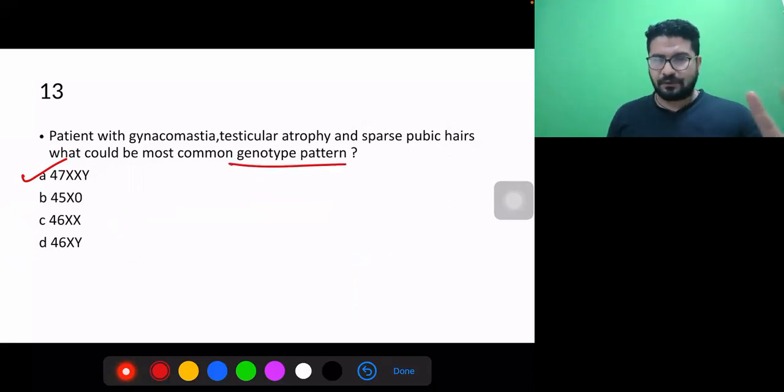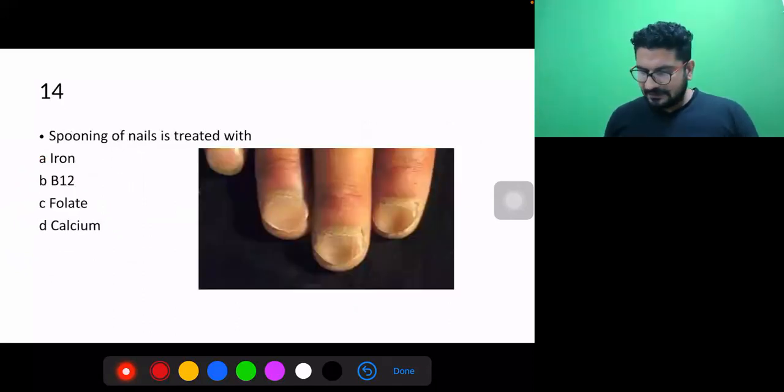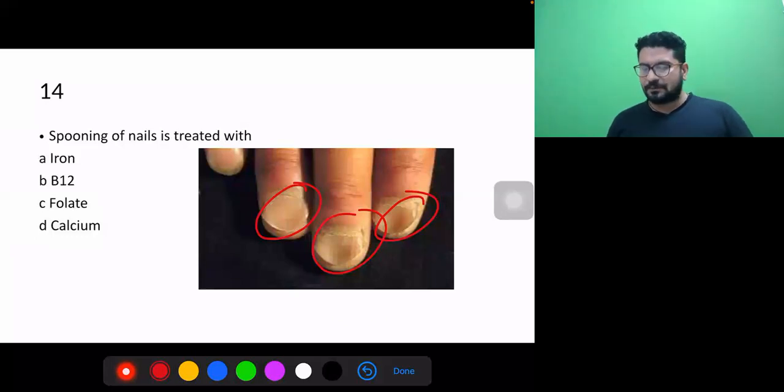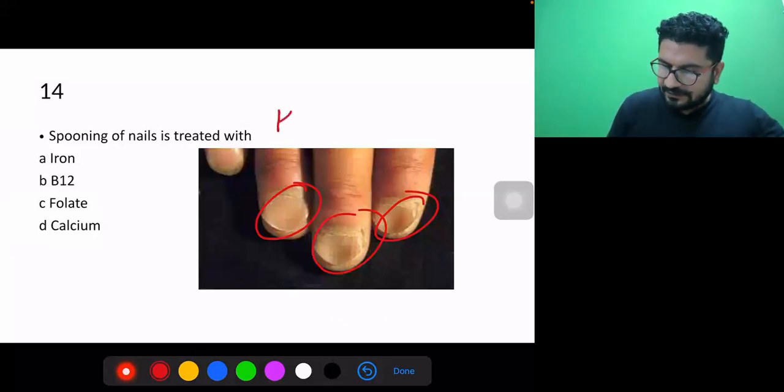So there were two questions from genetics. Next, spooning of nails. You can see the image: the nails become like a spoon. So spoon shaped nails. Spooning of nails is called koilonychia.